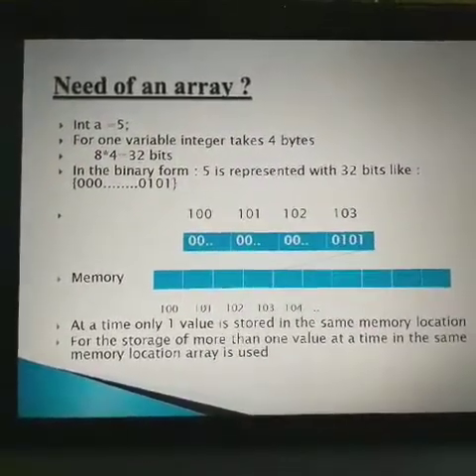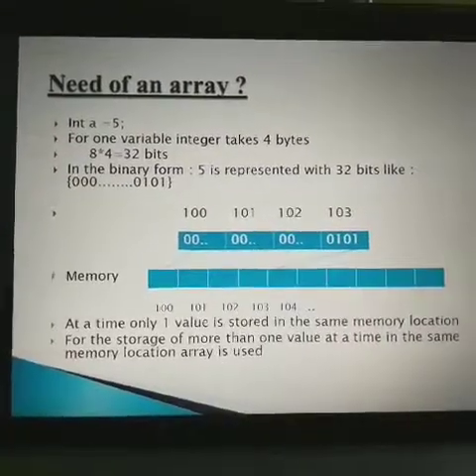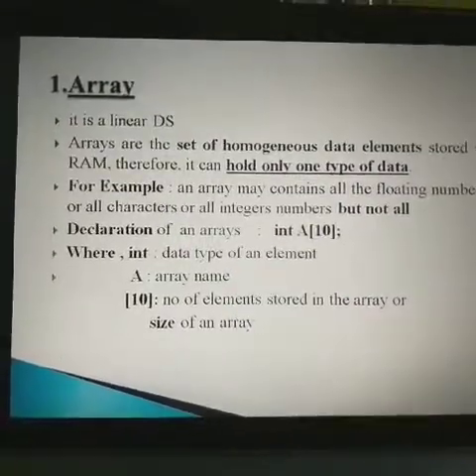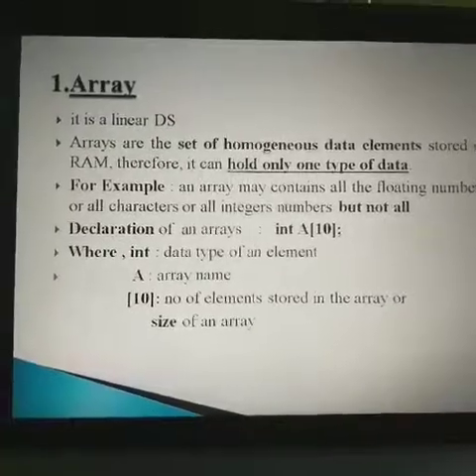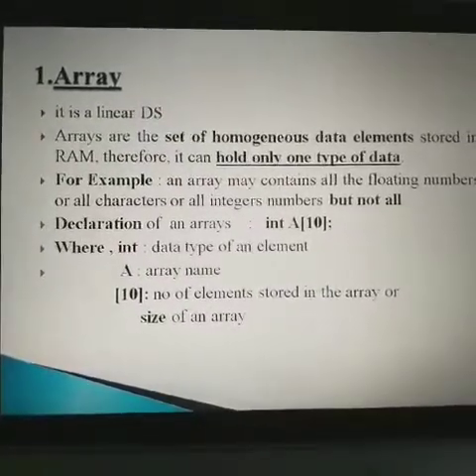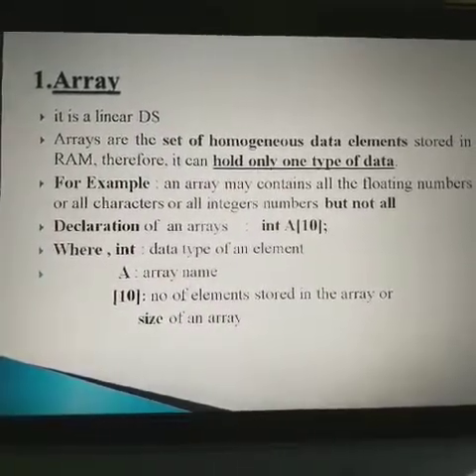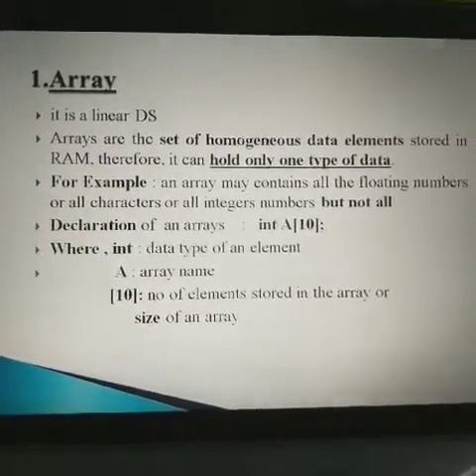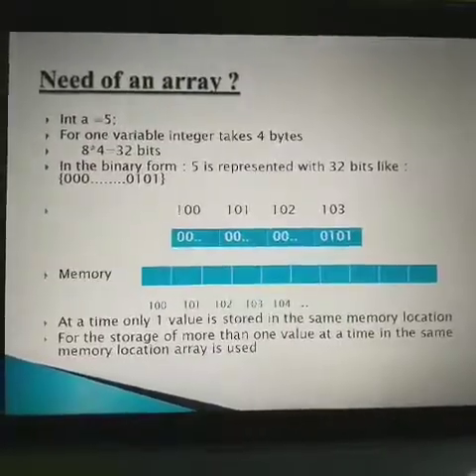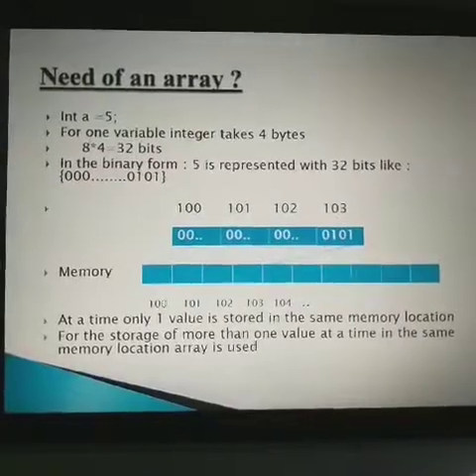So the need of array arises. So what is an array? Array is a linear data structure which is the set of homogeneous data elements that are stored in RAM. Homogeneous means same data type. Homogeneous का मतलब same data type है.